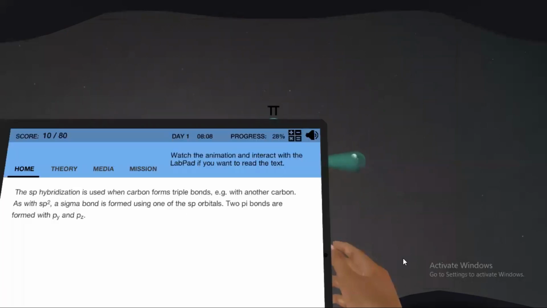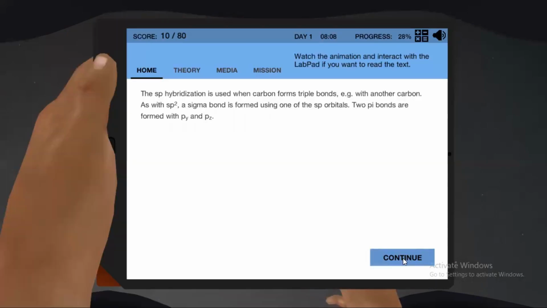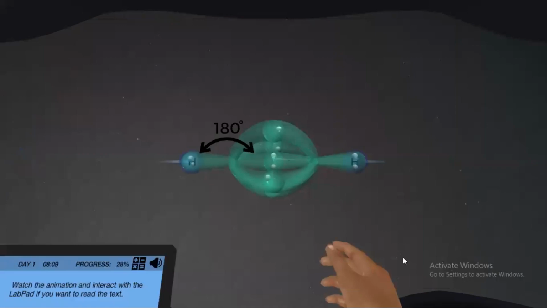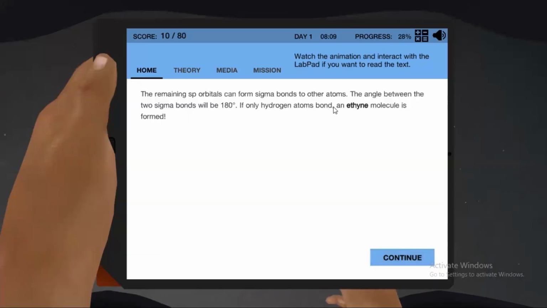The sp hybridization is used when carbon forms triple bonds, e.g. with another carbon. As with sp2, a sigma bond is formed using one of the sp orbitals. 2 pi bonds are formed with py and pz. The remaining sp orbitals can form sigma bonds to other atoms. The angle between the 2 sigma bonds will be 180 degrees. If only hydrogen atoms bond, an ethine molecule is formed.